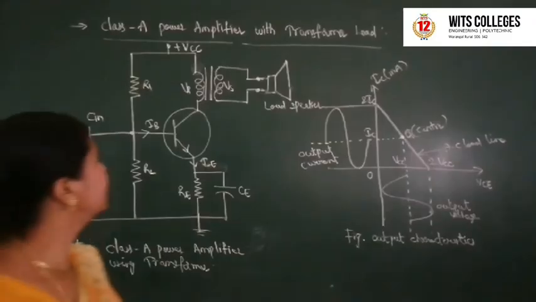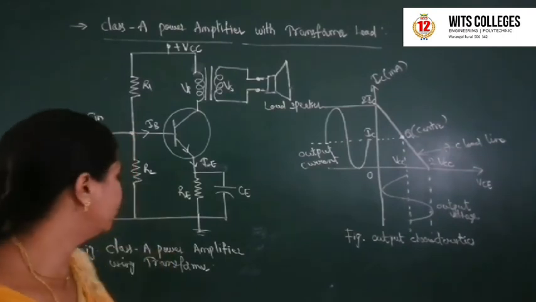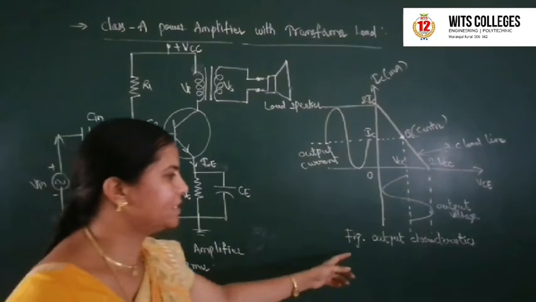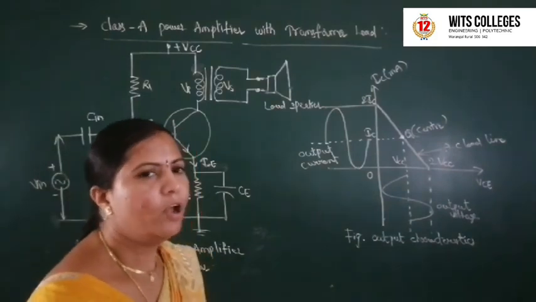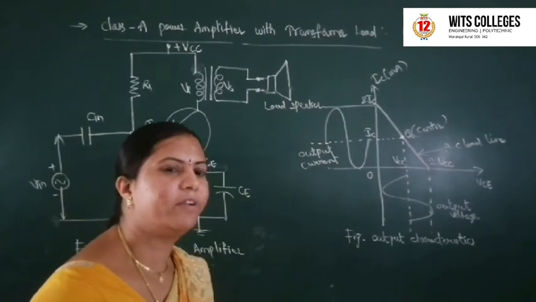So coming to the next topic, that is class A power amplifier with transformer load. This is the circuit diagram of the class A power amplifier using a transformer, and this is the output characteristics.